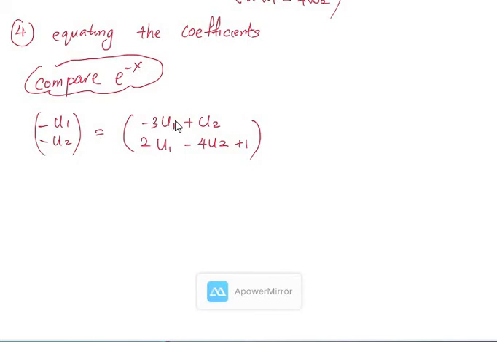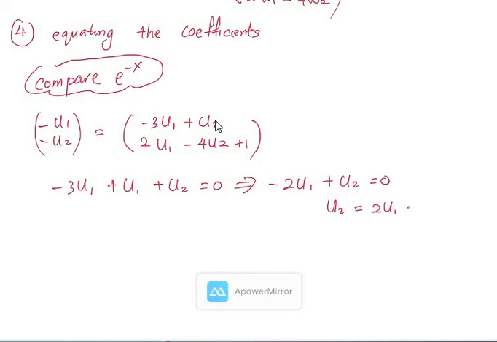negative 3u1 plus. Okay, we shift the negative u1 to the right hand side, so we have a positive u1. So negative 3u1 plus u1 plus u2 equal to 0. So this one is equivalent to negative 2u1 plus u2 equal to 0. And then we can assume that u2 is equal to 2u1. And this we assign as equation 1.